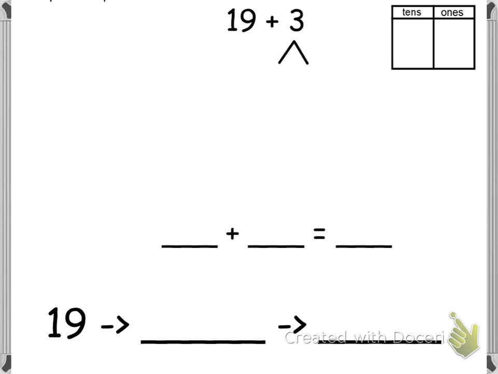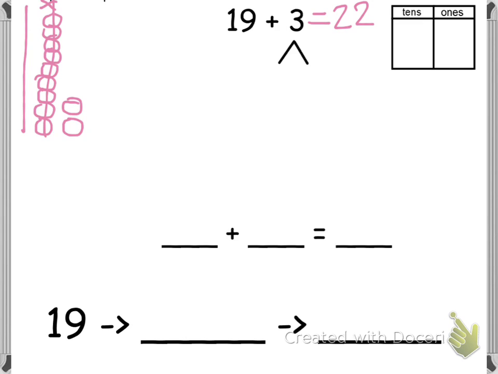We are going to first draw a picture to help us see this represented a little bit differently. So we're going to draw 19, so 10, 11, 12, 13, 14, 15, 16, 17, 18, 19. And then we're going to add 3 to it. So 1. Oh, this made a new 10. 2, 3. So now we can see it's 10, 20, 21, 22.